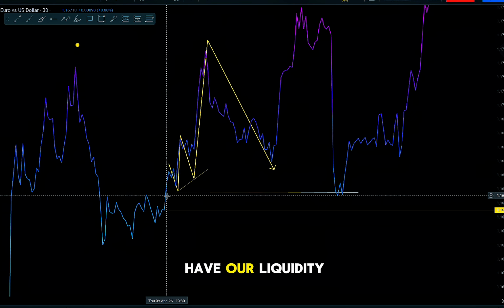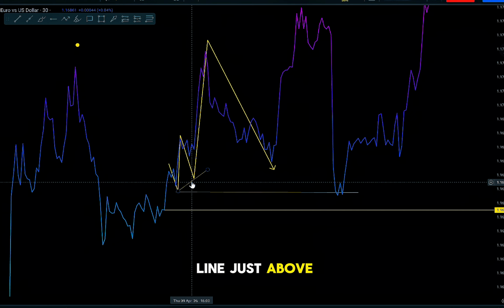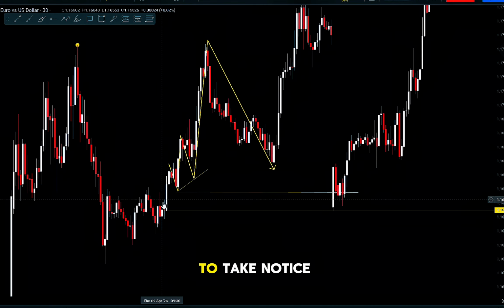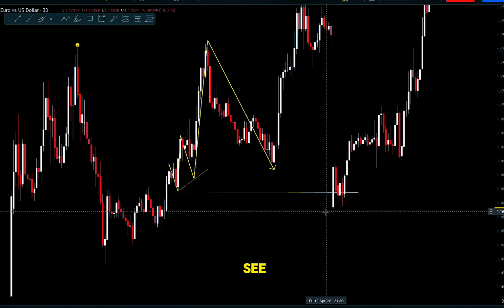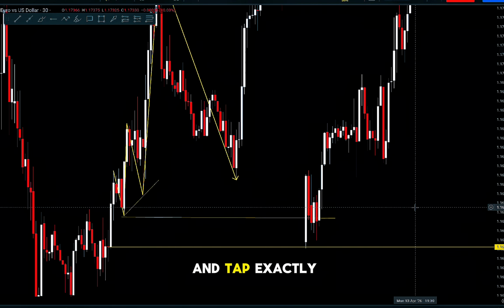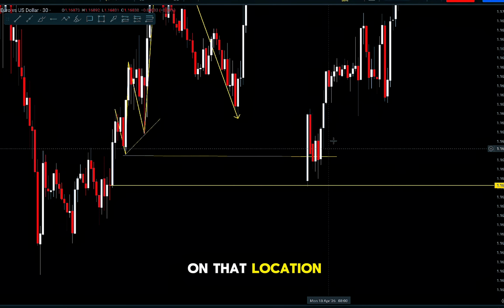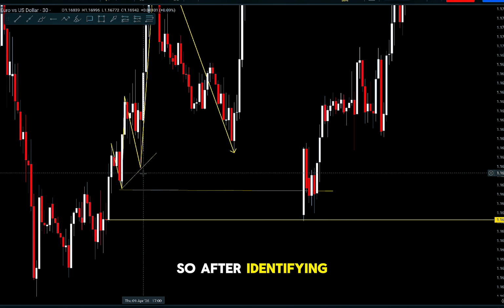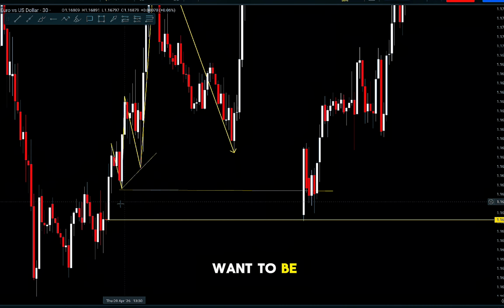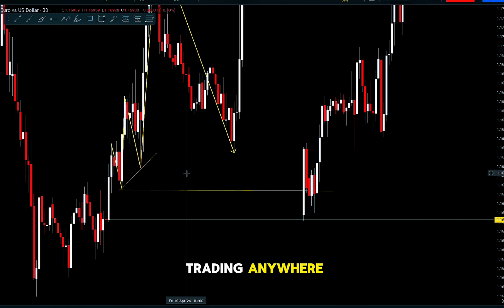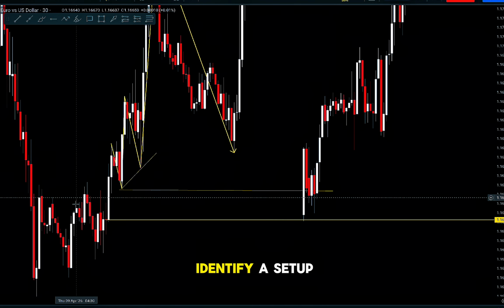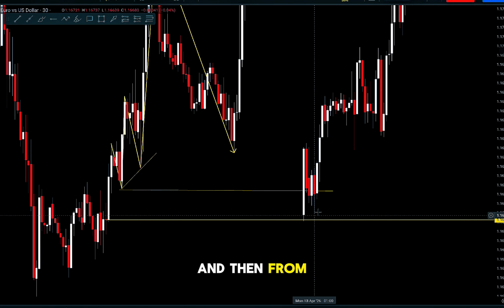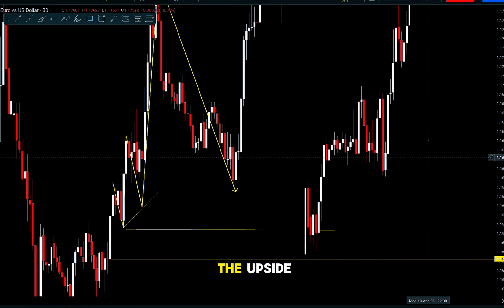And now we have our liquidity lying just above it. That makes this place very important for you to take notice of. And you can see price comes back and taps exactly on that location, and then we move to the upside. So after identifying your liquidity, you don't just want to be trading anywhere. You want to identify a setup and then find a location. And then from there, you can take the trade to the upside.